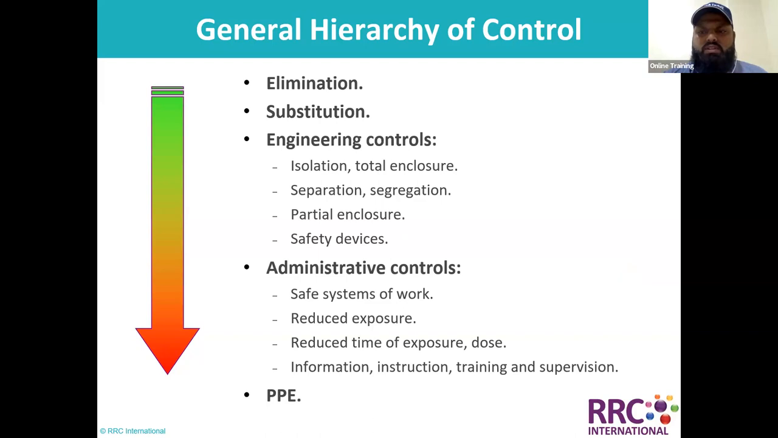And after that, we will be moving to the engineering controls. In the engineering controls, we basically identify some kind of technical solutions to those problems, like isolation, separation, partial enclosure, or some kind of safety devices. After that, we move to administrative control, where we define some kind of rules and regulations just to minimize the exposure of the people.